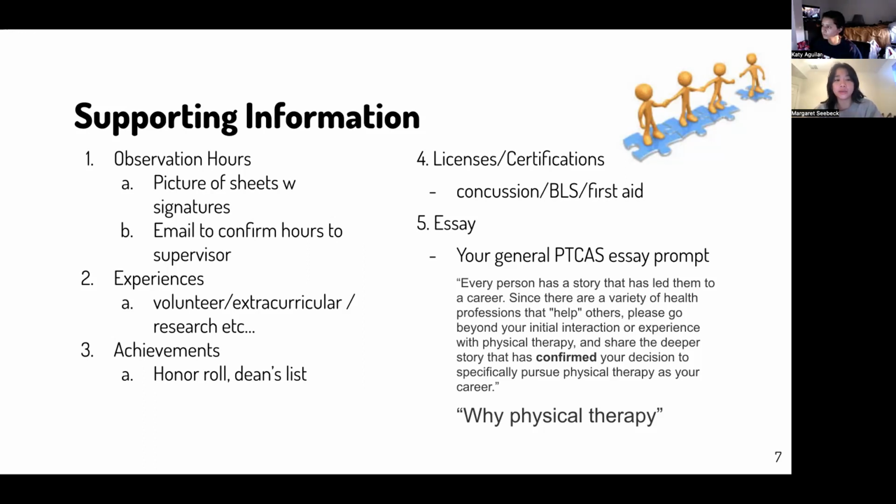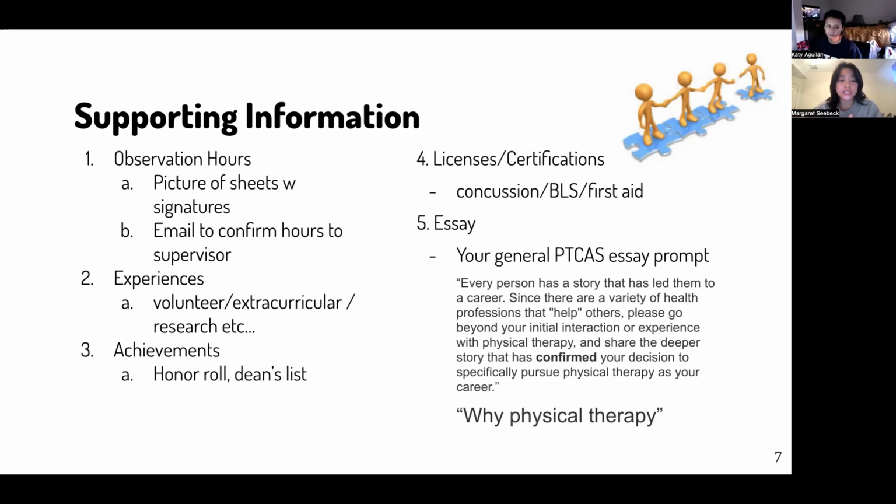So just remember, you can either take a picture of a physical sheet, or you can later have PTCAS send an email to your supervisor of these observation hours to confirm that you did these. So just remember the downsides of each. Physical copy, you've got to keep track of that. Email, you've got to rely on the supervisor to, one, remember you, and then to also follow up with you to make sure they confirm that email saying that you observed with them.